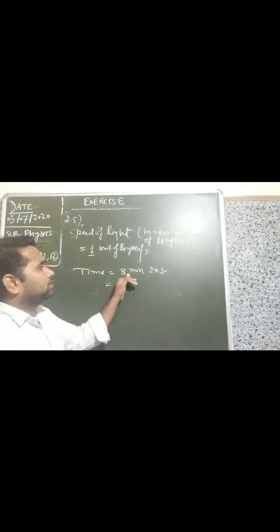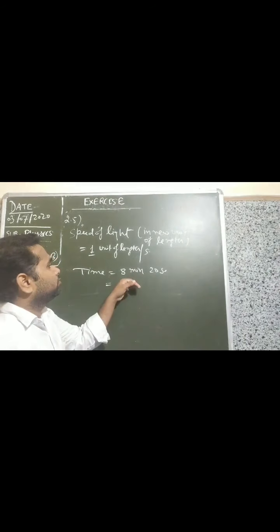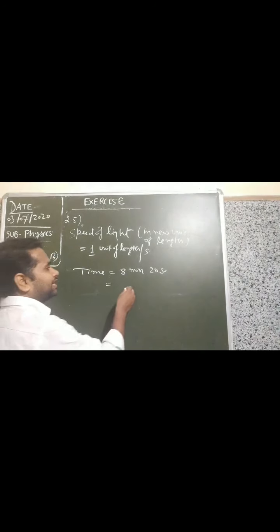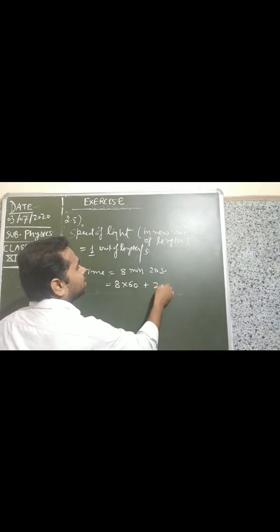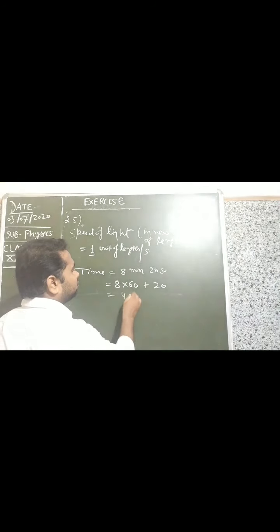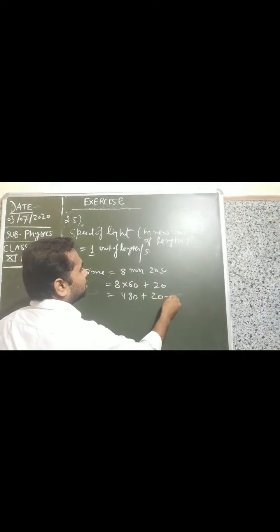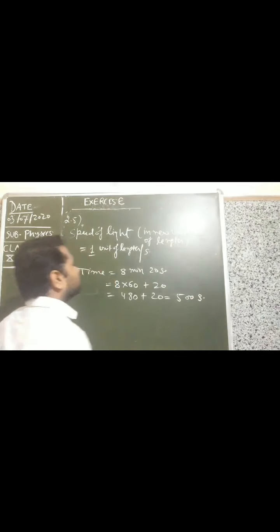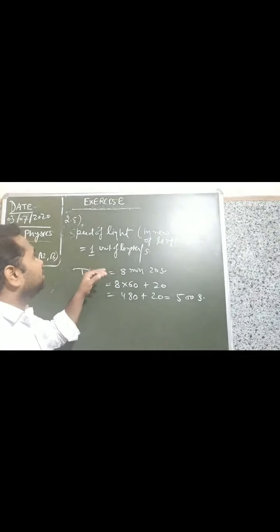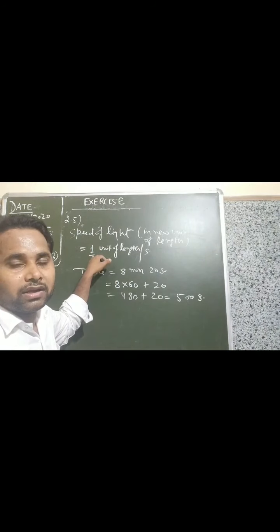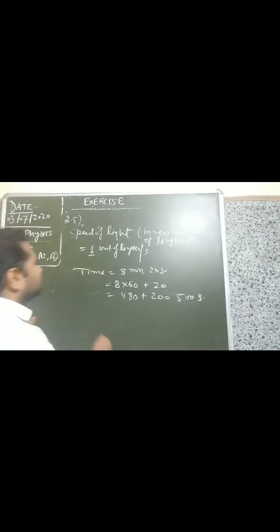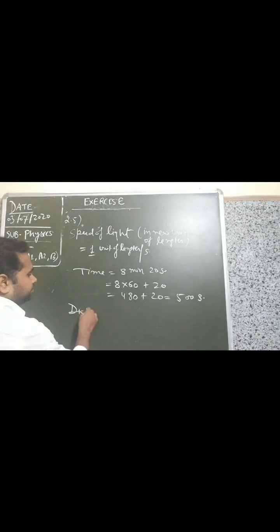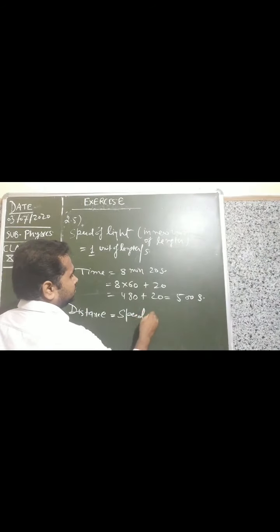First of all, you have to convert this into seconds, because it should be in one unit, that is in SI or MKS. So 8 minutes means 8 into 60 plus 20. So 8 sixes are 480 plus 20 equals 500 seconds. So time taken is 500 seconds and speed is 1. So we have to find the distance from the sun to the earth in the new system of length. So distance equals speed into time.